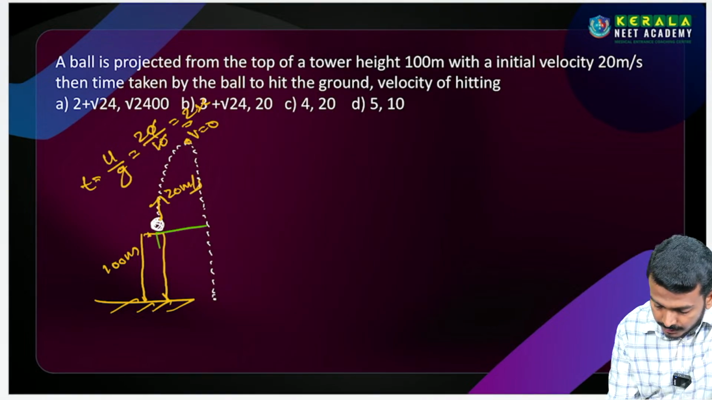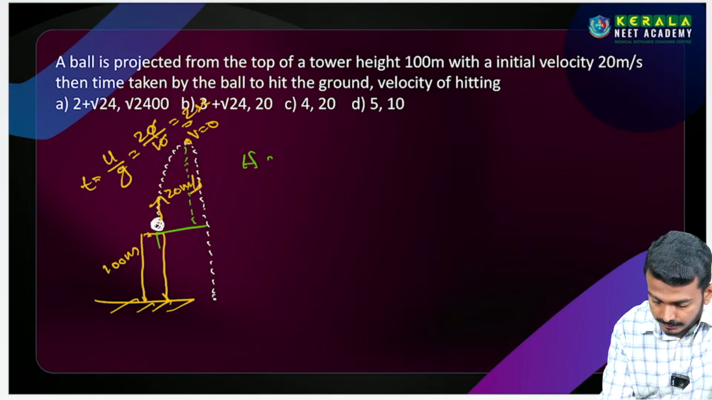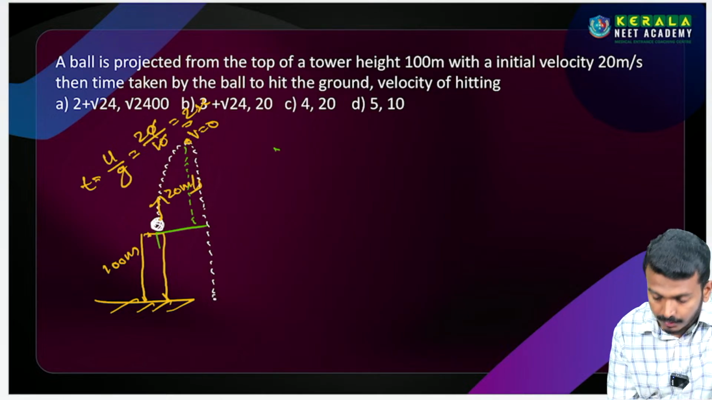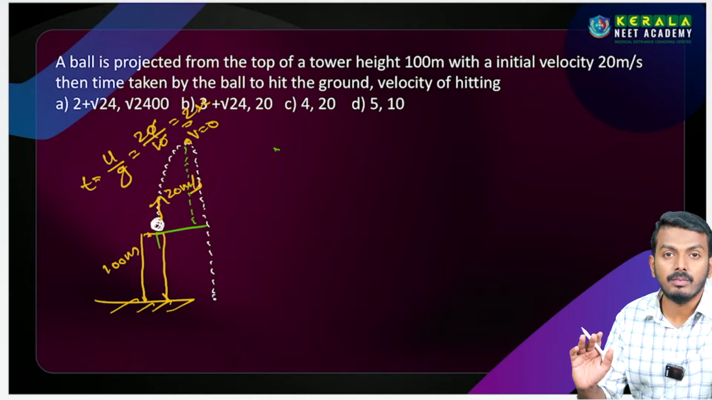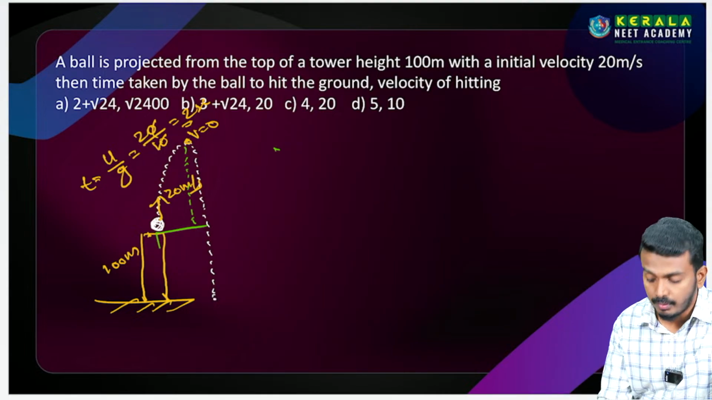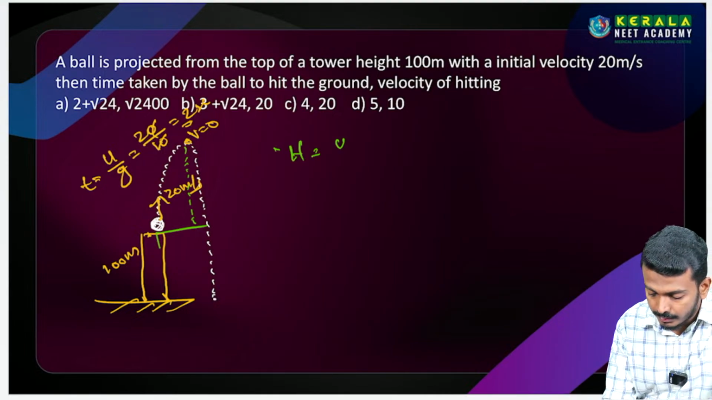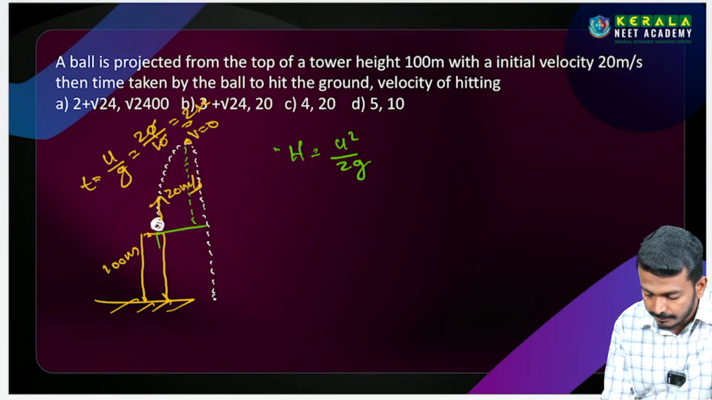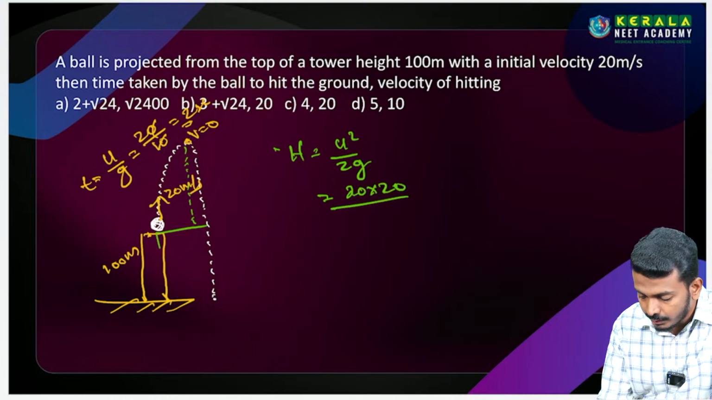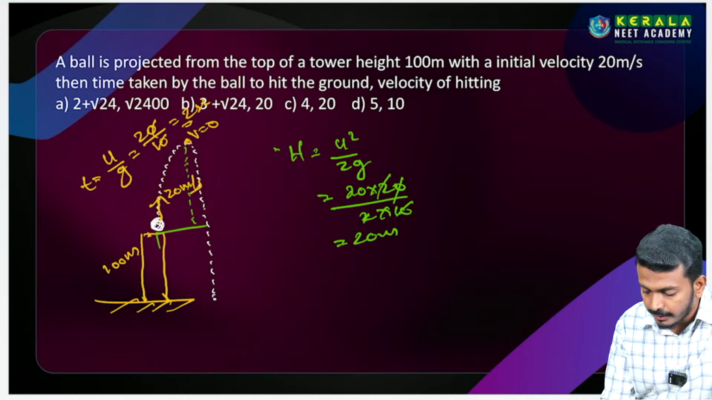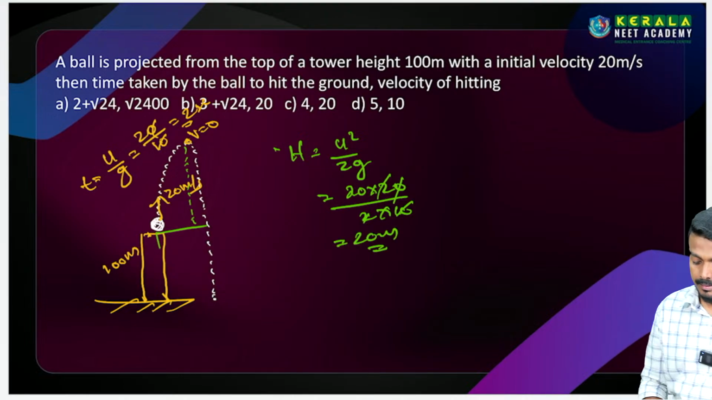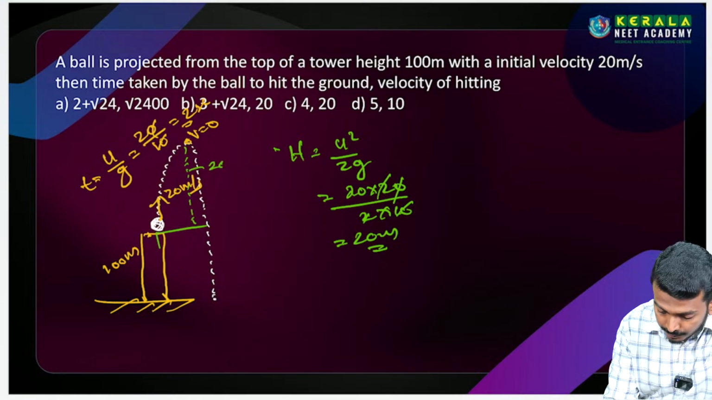Okay. How do we find this height? What is the equation for height? The topmost velocity is 0. What is the equation for height? Height h is equal to u square by 2g. What is the velocity u? Initial velocity 20 into 20 divided by 2 into 10. Cancel. Then how many meters is it? 20 meter.